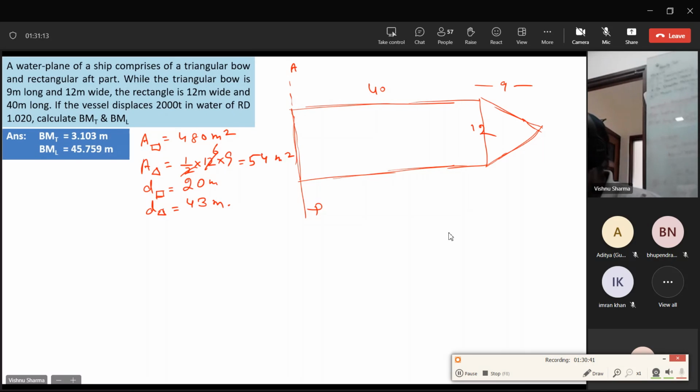Yes, sir. So now we can find out LCF or AF, whatever you want to call it. It will be area of the rectangle 480 multiplied by its distance about after perpendicular, which is 20, plus the area of the triangle, which is 54, into its distance 43, divided by the total area, which will be 480 plus 54. Can you tell me how much does AF come, beta?